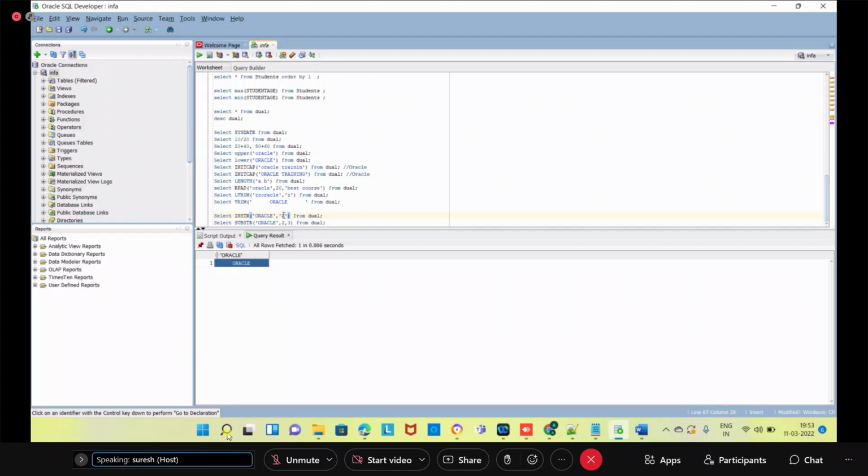What instring does is it tells you this character is in which position in the given string. It will tell you either it is in the first place, or second place, or third place, or fourth place. So it will give you the exact position of the given string. My A character is in third position, so I can easily identify that the A is sitting at third position.